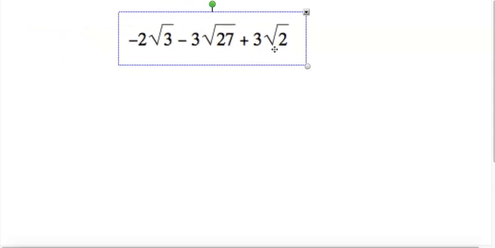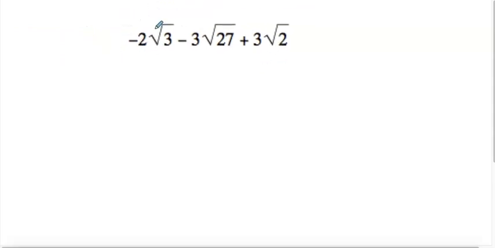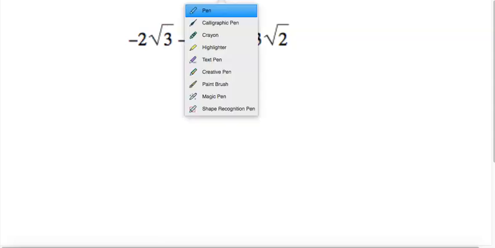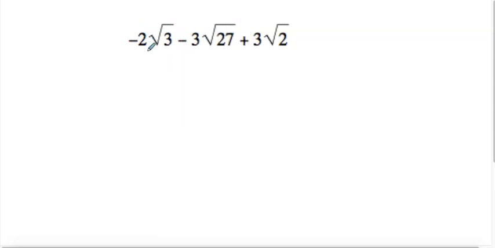Alright, so here we go. So negative 2 radical 3, or negative 2 times the square root of 3, right? Either way, they mean the same thing. So I can read this as negative 2 radical 3 minus 3 times the square root of 27 plus 3 times the square root of 2, or again, I can say negative 2 radical 3 minus 3 radical 27 plus 3 radical 2.